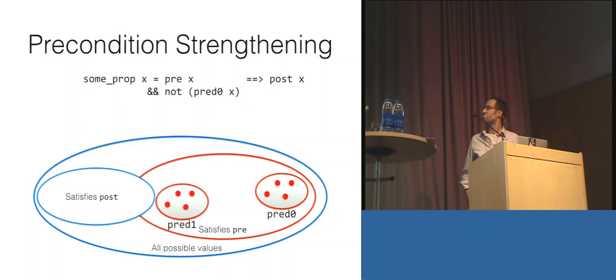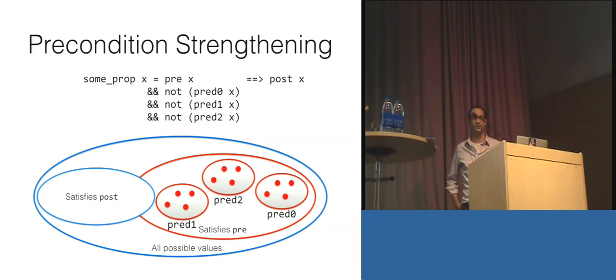And so I might find some more that don't satisfy it. I add this to the precondition, and so on and so forth, till I've got a coverage of the state space, or I've exhausted the ability to randomly find new counterexamples.